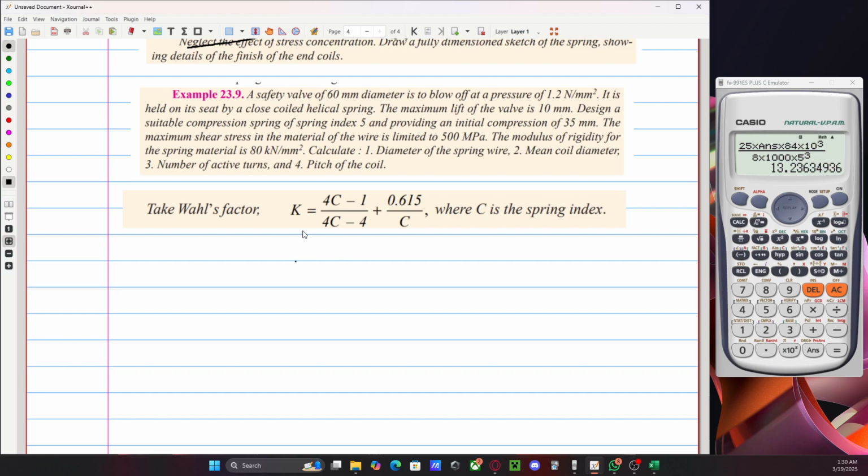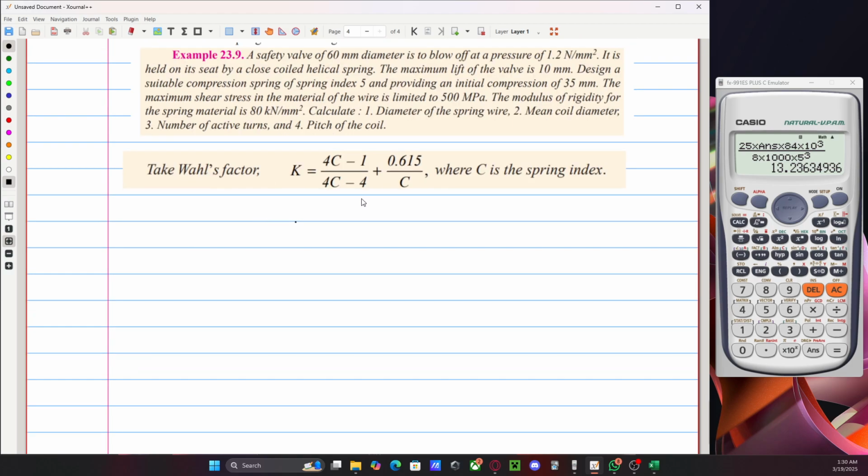So we have a safety valve of 60 millimeter diameter, to blow off at a pressure of 1.2 newton per millimeter squared. It's held on a seat by a closed coiled helical spring. The maximum lift is 10 millimeters. Design a suitable compression spring of spring index 5, so that's C. Initial compression is 35 millimeters, so that's our delta. Our stress is limited to 500 megapascals, so that's our tau.